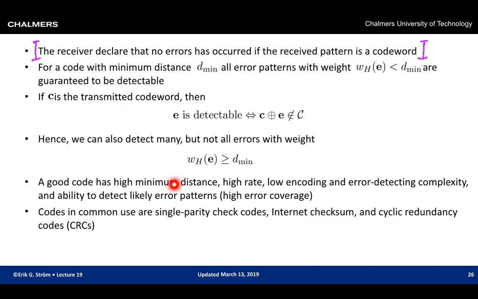So a good code has high minimum distance, high rate, low encoding and error detecting complexity, and the ability to detect likely error patterns. Common ones are the single parity check code, internet checksum, and CRCs. We talked about all of those.